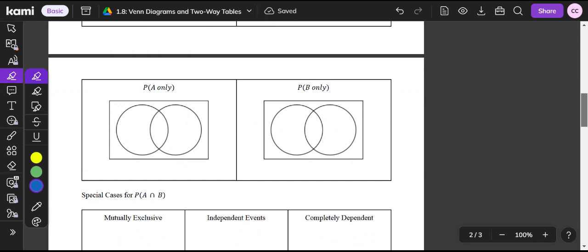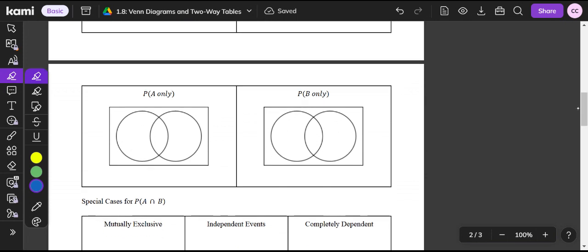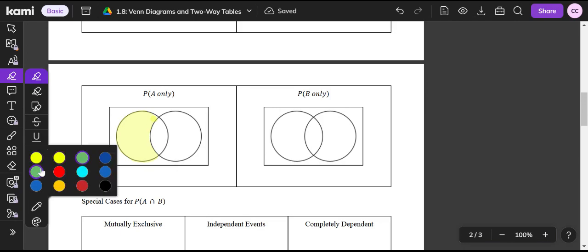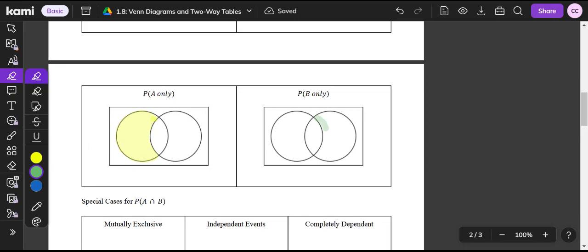Okay, then if you flip it over to the back, we've got two last cases. It says probability of A only, probability of B only. So this means I don't want to touch B at all. So probability of A only would just be this little crescent part of the circle, because if I go into the middle of the circle where they intersect, now I'm touching circle B, and I don't want to do that. And then very similarly, the probability of B only would just be the other circle.